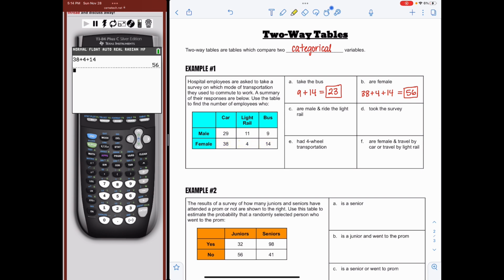All right. So the next one, we want to figure out how many employees are male and ride the light rail. So they have to be male and ride the light rail. So that is 11.